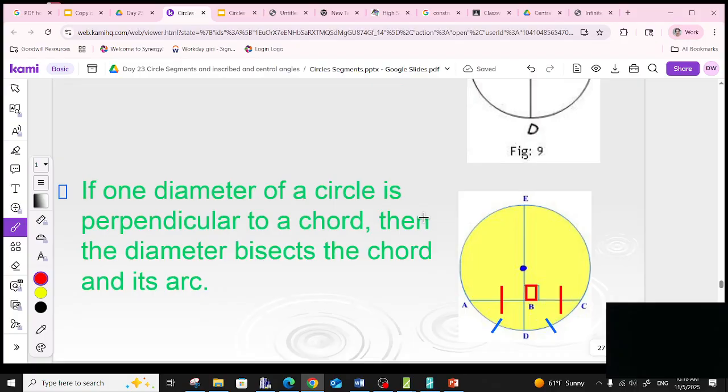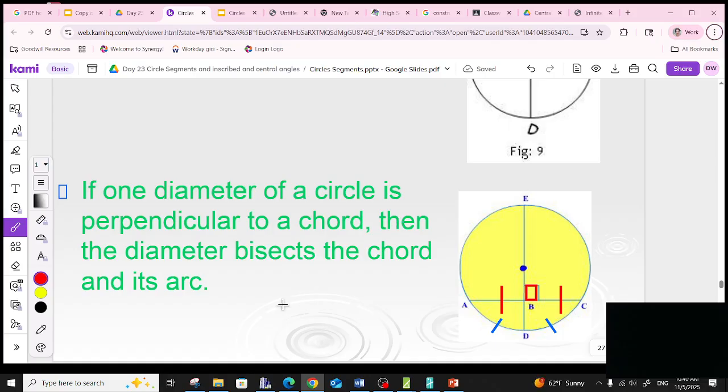If one diameter of a circle is perpendicular to a chord, then the diameter bisects the chord and its arc. What does the word bisect mean? Cut in half, right? So if you know that a diameter is perpendicular, then it cuts it into two equal pieces.